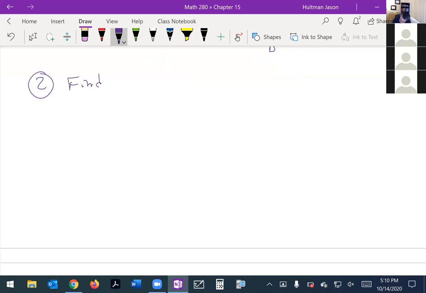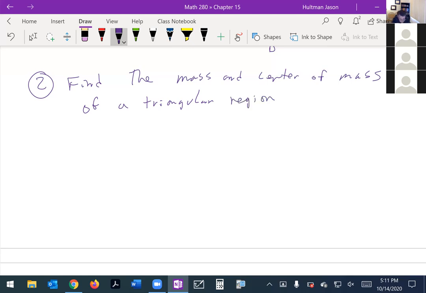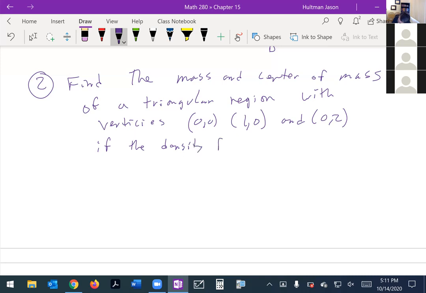Find the mass and center of mass of a triangular region with vertices (0, 0), (1, 0), and (0, 2), if the density function is rho of xy equals 1 plus 3x plus y.